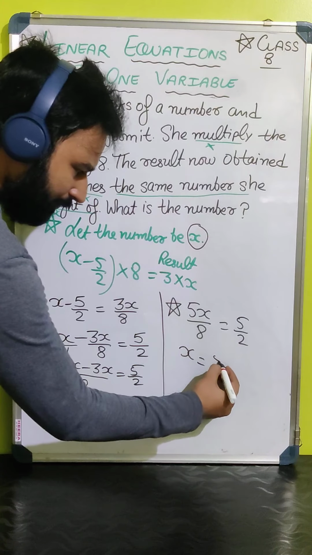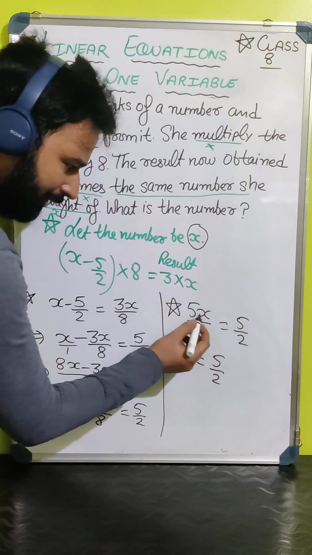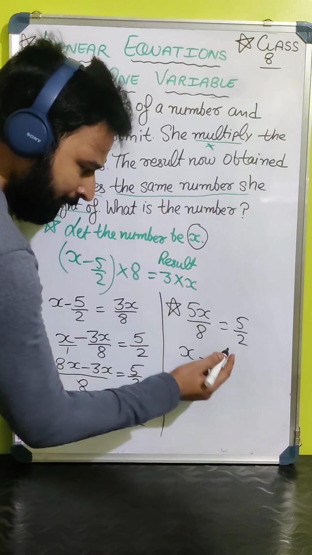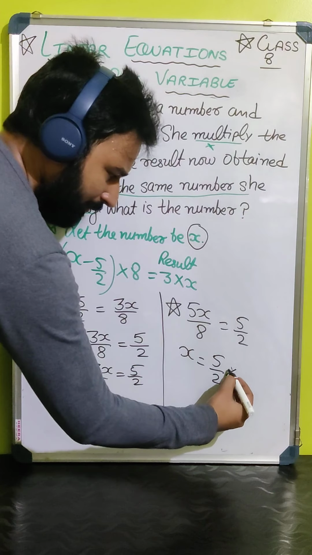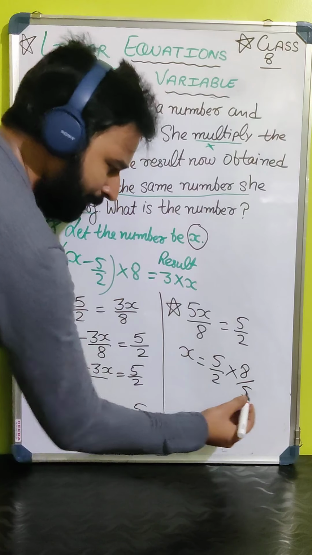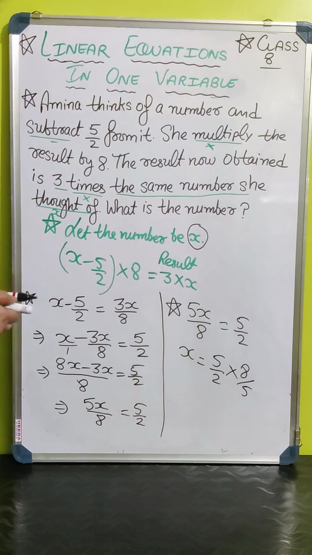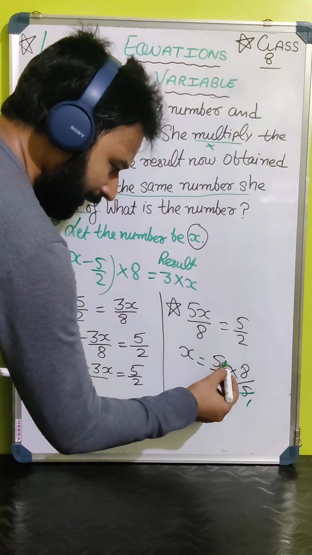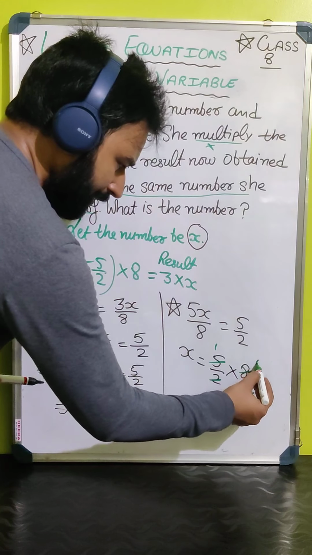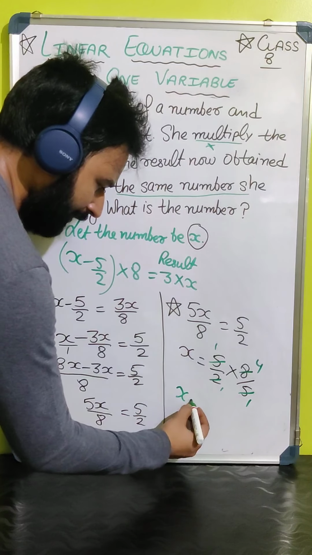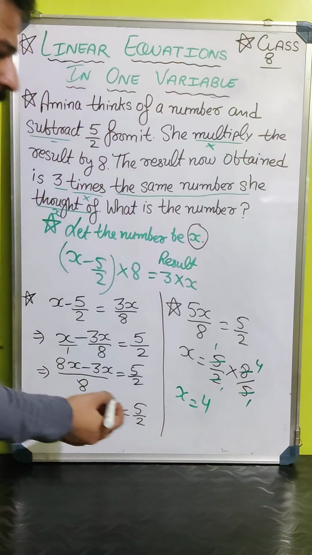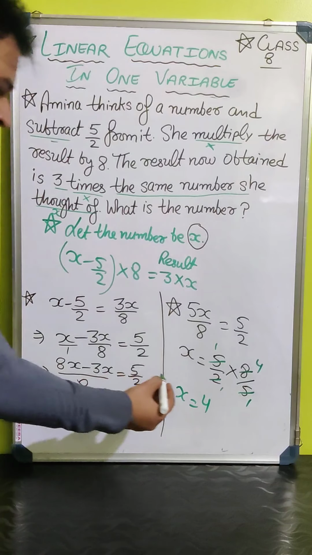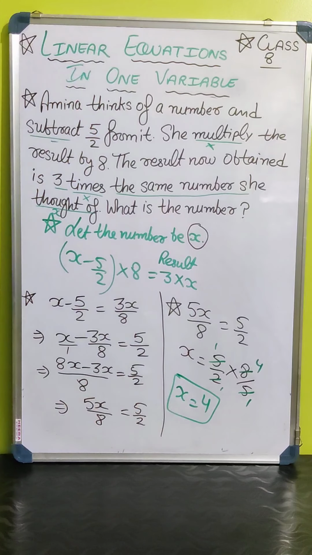Now x will be 5 by 2. First of all you write: now 5 is in multiply, so it will go in divide. It will be 8 divided by 5. Now divide the numbers. 5 ones are 5, 2 fours are 8. Now 1 fours are 4, 1 ones are 1. So the answer is coming, the number is 4.